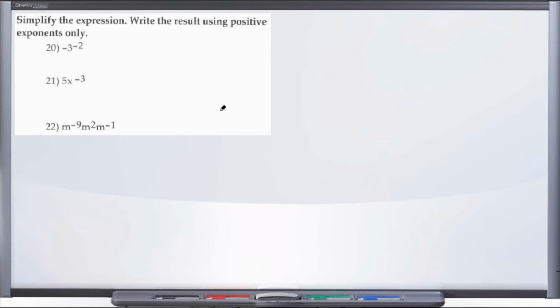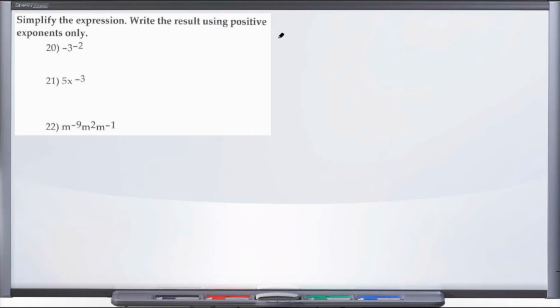All right, so taking a look here at the next few questions, we are still simplifying the expression, and this time, however, we want to write the result using positive exponents only. All right, so now we're getting into negative exponents, and you'll recall from the previous video we talked about exponents having power only over the number they are directly above.